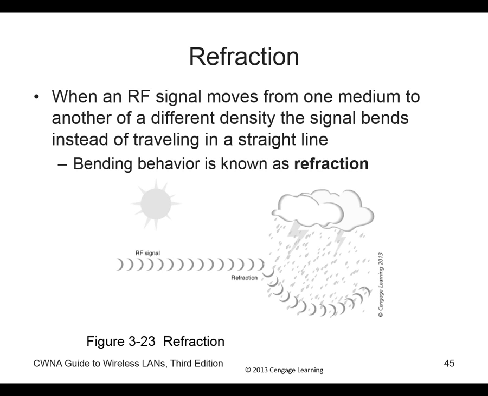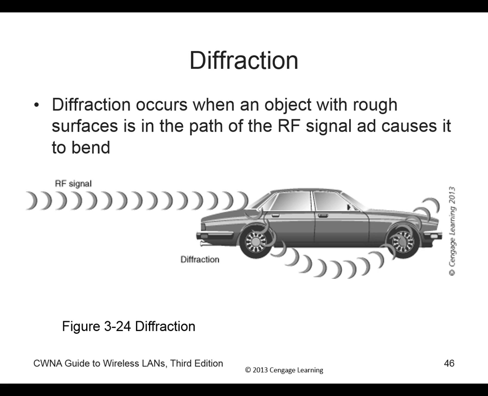Refraction, the rainbows, that's refraction. How it bends it, that's why they get that concave structure. Diffraction: the RF signal comes in, gets bent underneath the car, and gets pushed back around because it's reflected through the windows, out the windows, and around the vehicle.